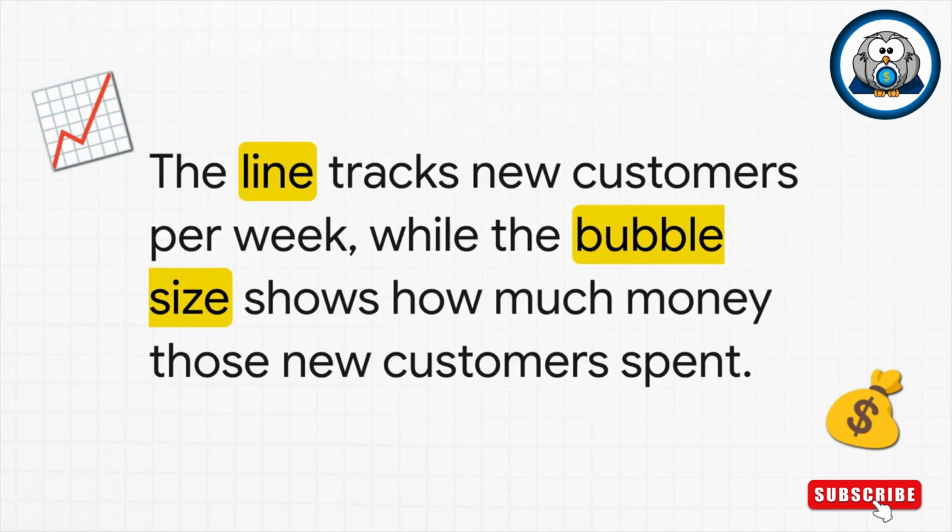Let's use a real-world example to make it stick. Imagine the line is tracking how many new customers your company got each week. Okay, pretty useful. But now imagine the size of the bubble shows how much money, on average, those new customers spent. You could instantly spot a week where maybe you got fewer customers, but whoa, look at that giant bubble. They were really big spenders. That's a story you would completely miss with a basic chart.